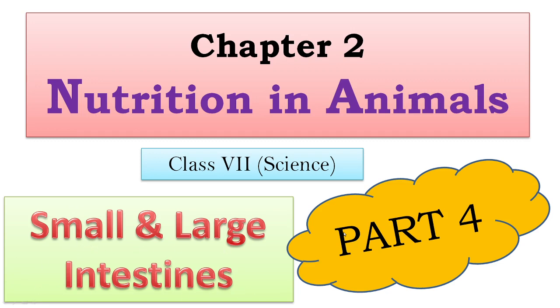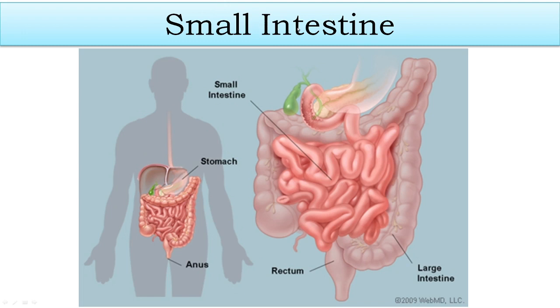So this will be the fourth part of our chapter number 2, nutrition in animals. Okay, so let us start. Let us start with small intestines.